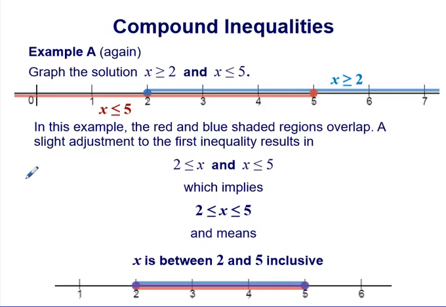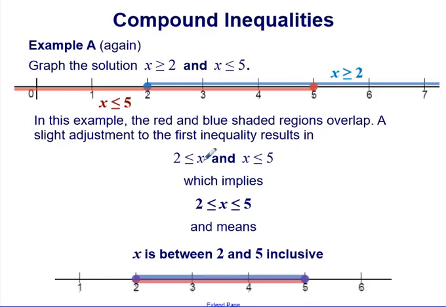A slight adjustment to the first inequality results in 2 is less than or equal to x. You're just switching the sides of the inequality, so you switch the symbol, and you kept the second one the same, which implies if we write it as one, that 2 is less than or equal to x, which is less than or equal to 5. And x is there in between 2 and 5 inclusive. You do actually have 2 and 5 as well.